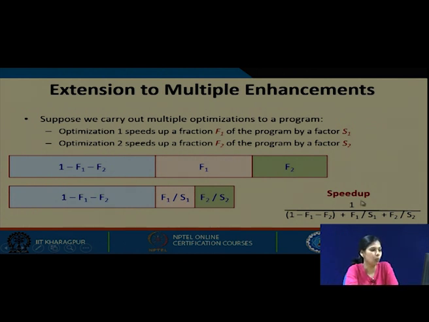So, similarly, what will be the speed up? The speed up formula will be the same: 1 divided by (1 minus F1 minus F2 plus F1 by S1 plus F2 by S2). Earlier it was only 1 minus F. Now it is 1 minus F1 and F2, plus the improvement on F1, that is F1 by S1, plus F2 by S2. So, this will be the total improvement when we have multiple enhancements. We are not making enhancement on a single portion, rather we are making enhancement on both the portions.